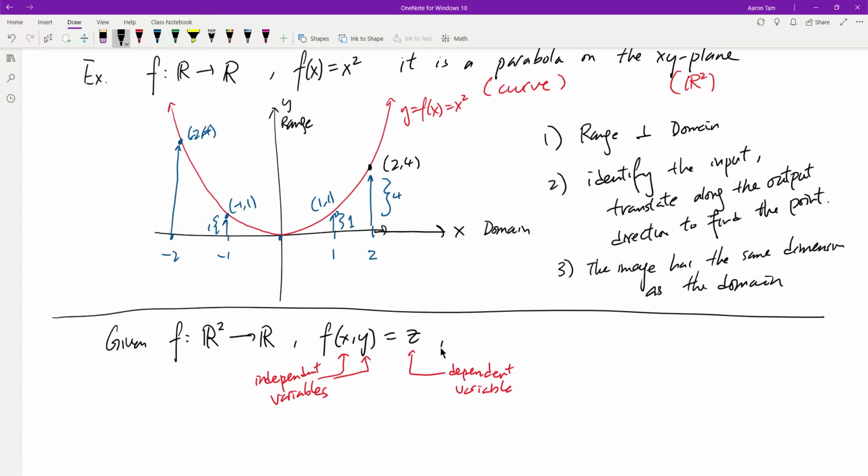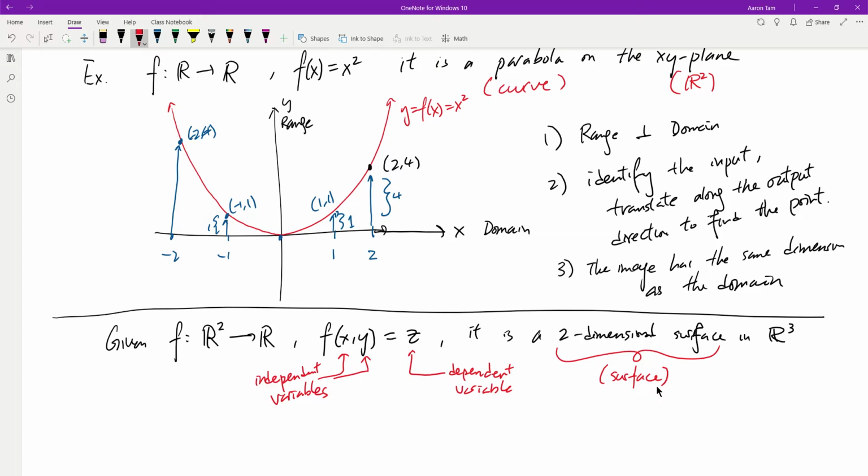Now, what is this graph going to be? Remember, it is a two-dimensional surface in R3. Or if you want, you can simply refer to that as a surface. It's a surface in R3. For higher-dimensional surfaces, we will identify the dimension, but two-dimensional surfaces are just basically called surfaces.